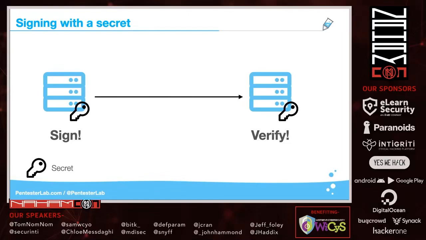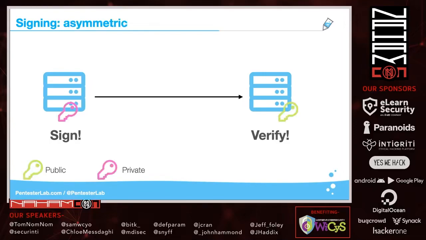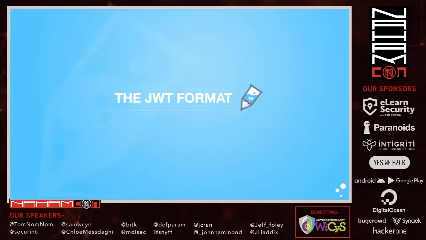So both systems need to have access to the secret. If you're using RSA or asymmetric, you have a private key to sign and a public key to verify. And the public key is public, so even if you have access to the public key, you can't sign messages. So that's the main thing to remember about basic signing for JWTs.